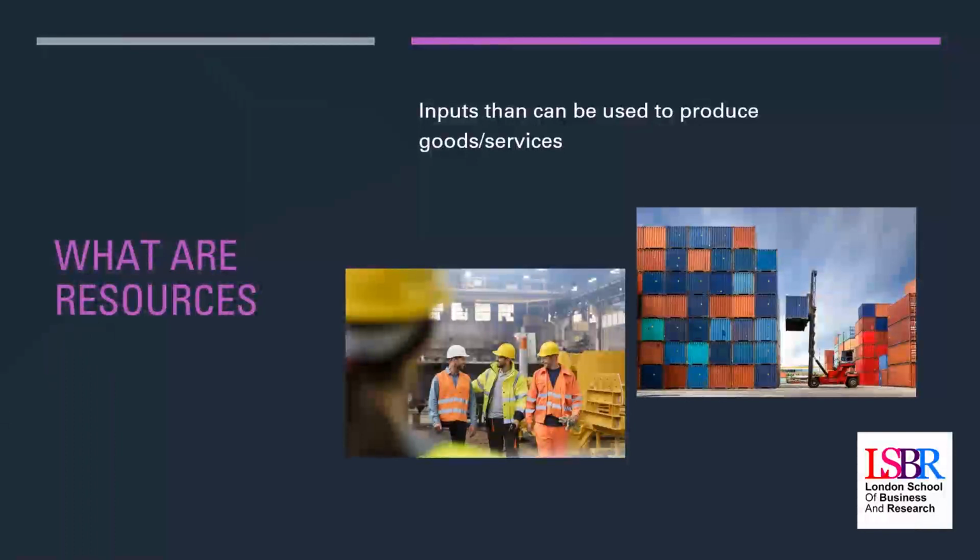Land itself is an input. I mean, that shipyard, someone needs to have acquired the land to host those containers. If you don't have the land, where are you going to put the containers? So land, labor, capital, these are all examples of some of the internal or external resources that go into producing goods and services.